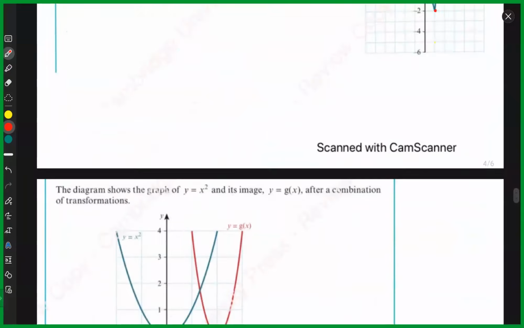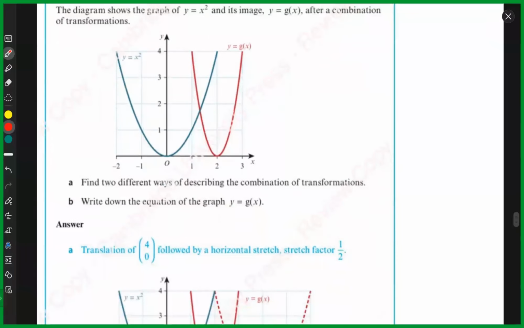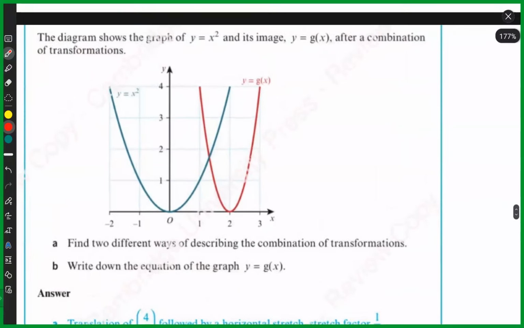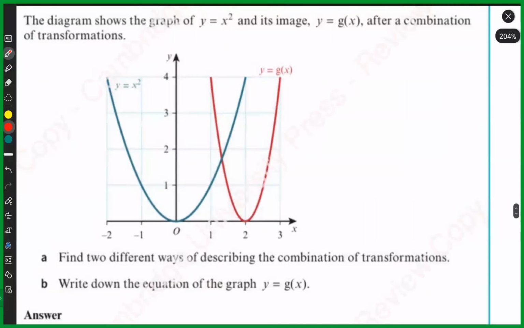So let me just talk about another example, and then we'll talk about past paper questions. Now it says, the diagram shows the graph of y equals x squared and its image y equals g of x after a combination of transformations. Find two different ways of describing the combination of transformations. So take your time. Even I don't know at this point what would be the answer.